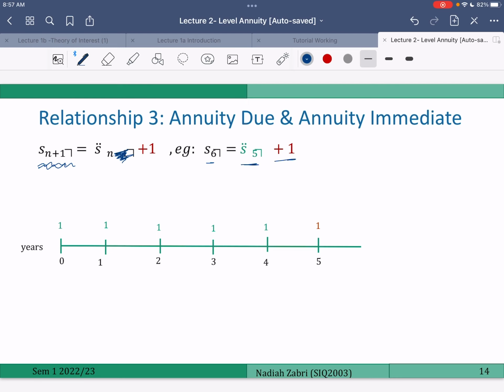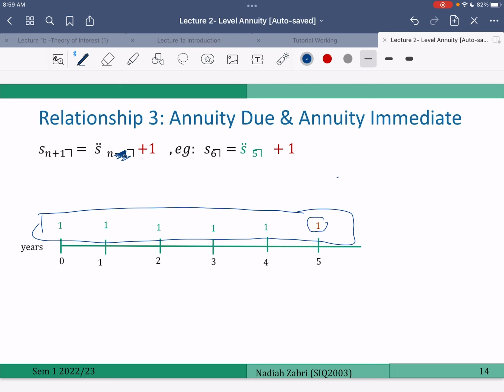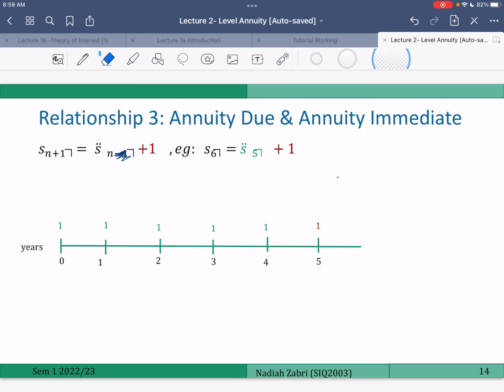So, 1 is this last payment, and then S double dot angle 5 is this green payments. 1, 2, 3, 4, 5. 5 payments in the beginning of the year. Okay, I already color coded it properly so that you can see it. So S angle 6 is equals to 1 plus the S double dot angle 5. Okay, moving on.